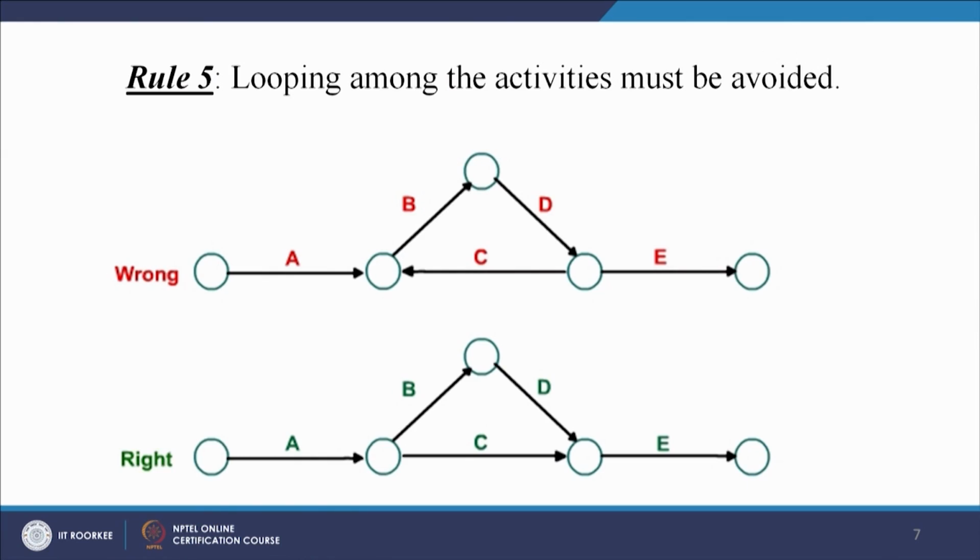Rule 5. Looping among the activities must be avoided. Here there is a loop which is created, which is not correct. You can see this has 5 activities, activity A, B, C, D and E, but there is a loop between B, D and C. This type of loop has to be avoided because this is not going to help us to reach the last node, and the right way is A, B, D, C and E. So looping must be avoided, as it will create problems when we do the calculations for finding out the critical path.